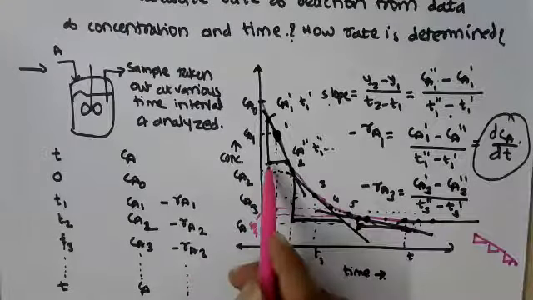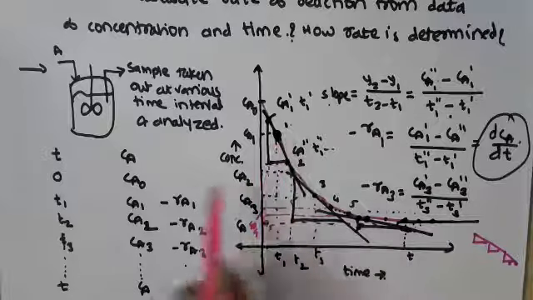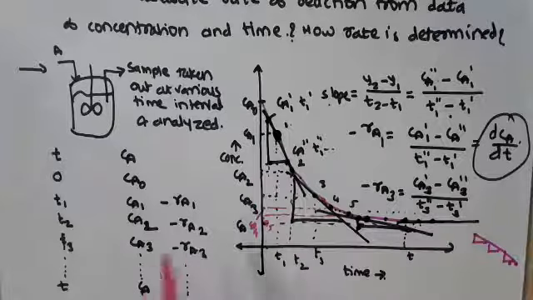So the slope of the tangent at that point is equal to the rate of reaction, and this rate-concentration data is used for determination of the complete rate expression. I'm very sure that you must have understood exactly how the rate of reaction is calculated by using the experimental data by the graphical method.